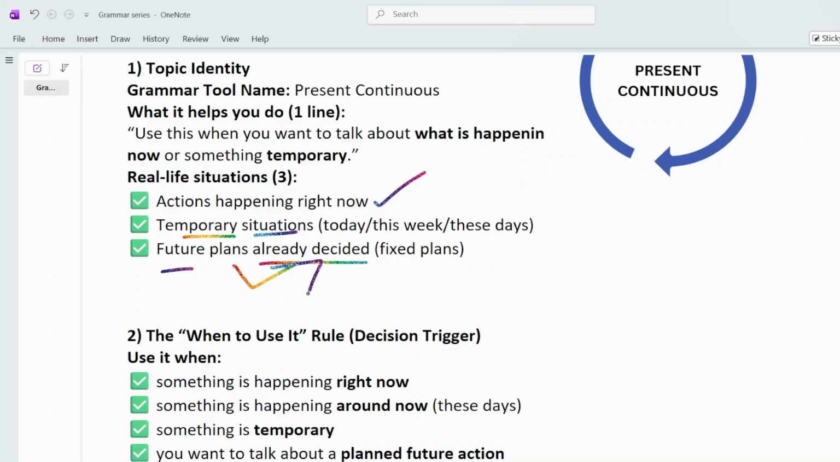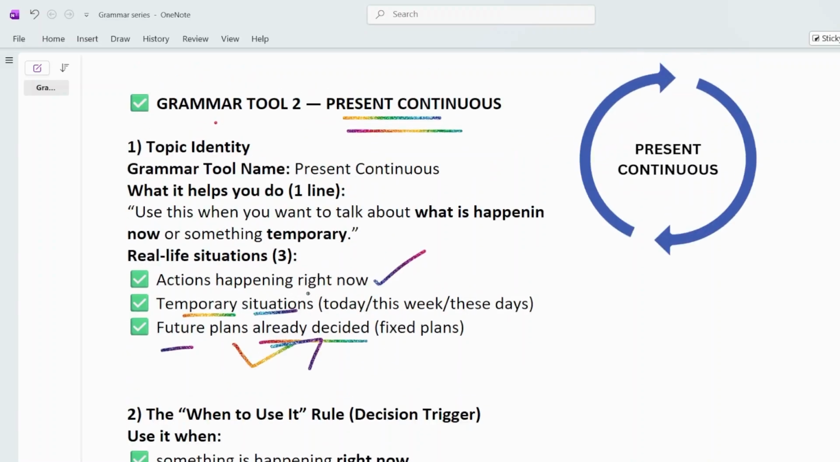So remember, present continuous tense is used for current life in motion. That's something that you need to keep in your head always, all these three points. I'm just going to repeat all the examples again, because I have not given them on the screen as such. For actions happening right now, the first point, the examples are: I'm studying right now, she is talking on the phone.